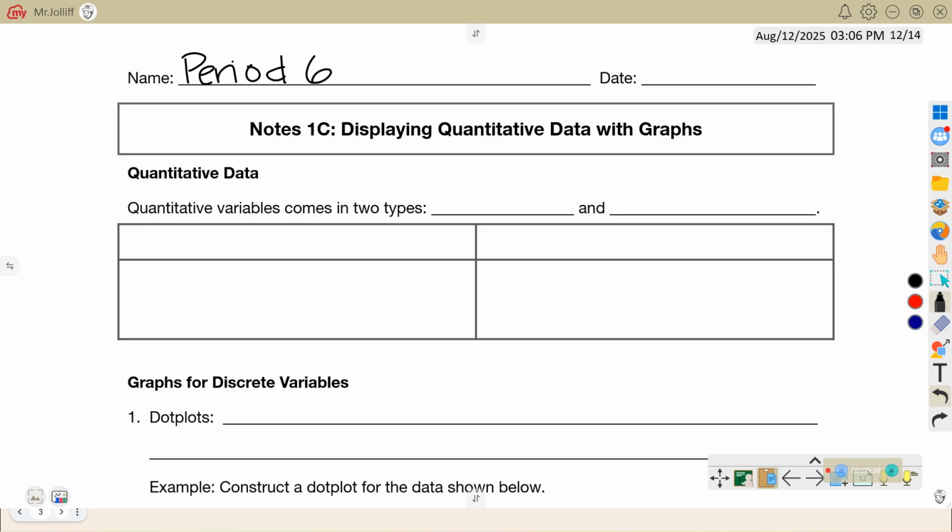In order to draw graphs, I have to know which type of quantitative data I have, because numbers fall in two groups. I can have discrete quantitative data, and I can have continuous quantitative data. Discrete and continuous.